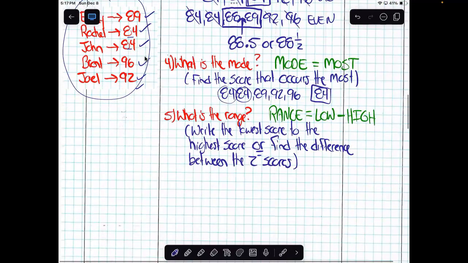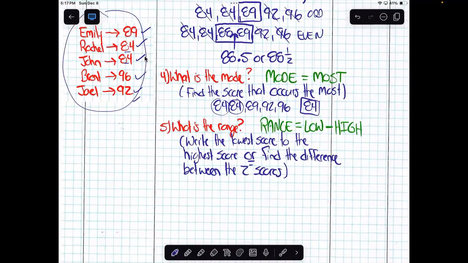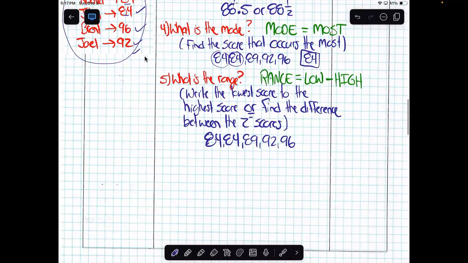Last one is range. Range goes from high to low. Again, I'm going to list all of my data out. So I have an 84, I have an 84, I have an 89, I have a 92, and I have a 96. To find the range, we just list the scores from the smallest to the highest. My lowest score was an 84. I'm going to put a dash. My highest score is a 96.